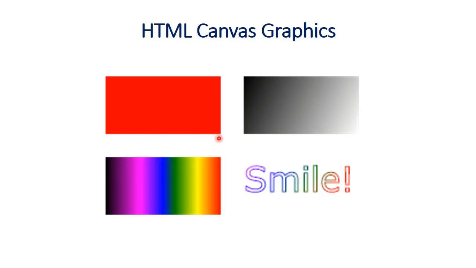This is a solid filled rectangle. This one is a gradient filled rectangle. This is a multicolored gradient filled rectangle. And this one is multicolored text. All these graphics are generated with the help of HTML Canvas.